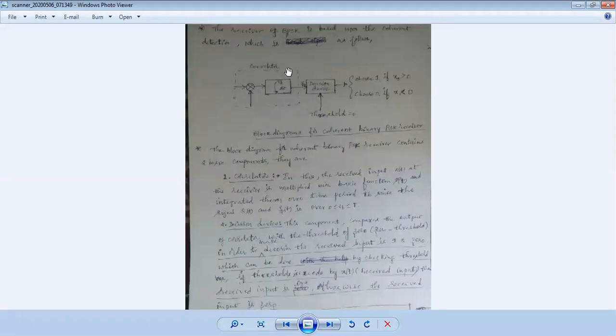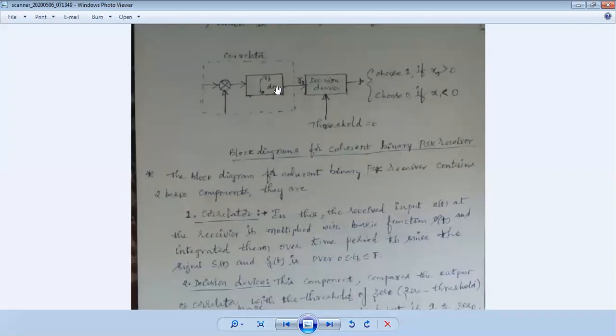Now, what exactly is coherent detection? Coherent detection consists of a correlator, and next are the decision devices. What exactly is the coherent correlator here? Let us say x of t is the received information, and this whole block is the receiver. Then, as I told you, this will have a basis function. The received information is multiplied by the basis function and integrated over a time period, because the signal changes during the bit duration TB. That is why we use 0 to TB.